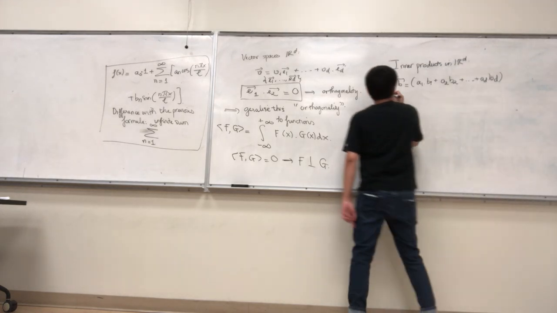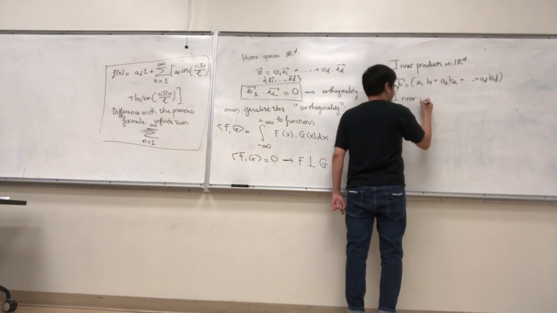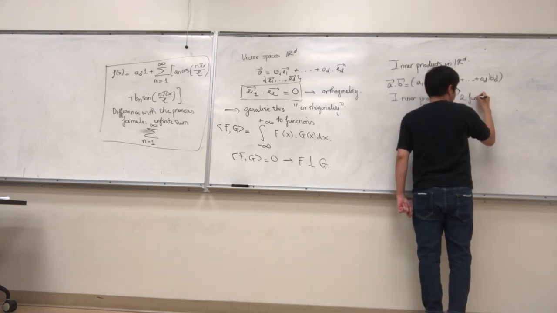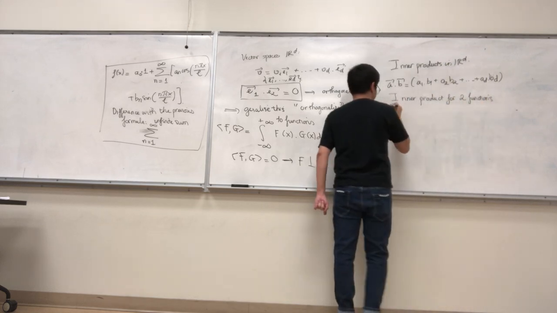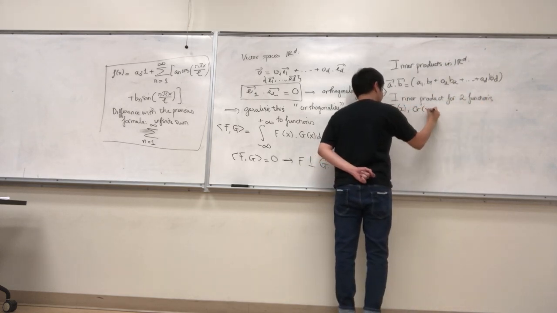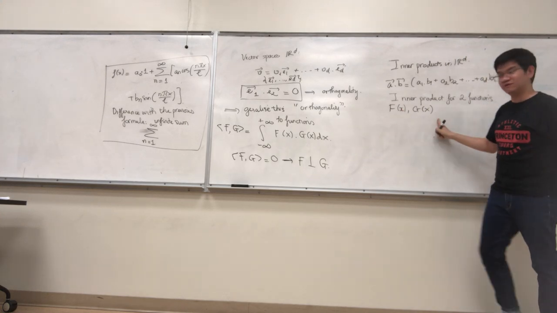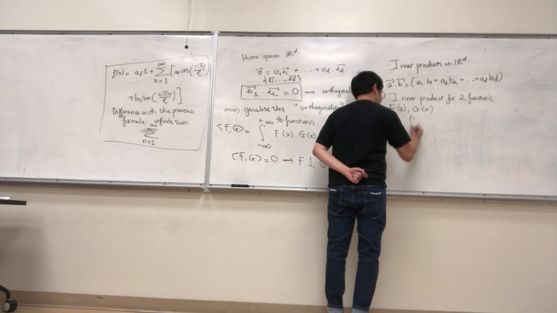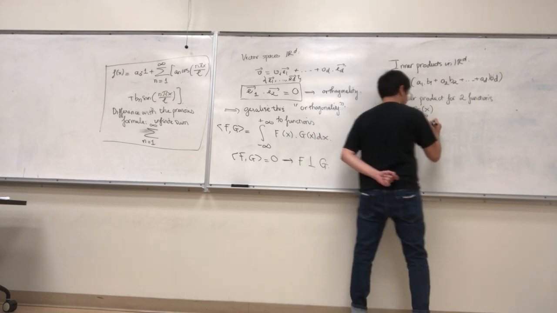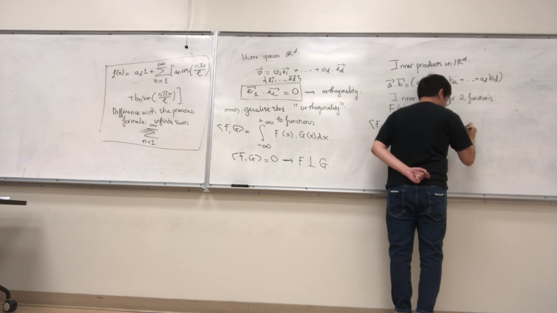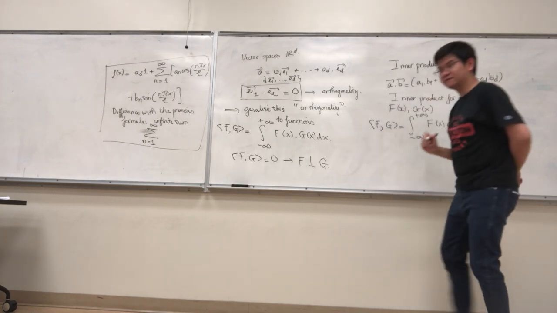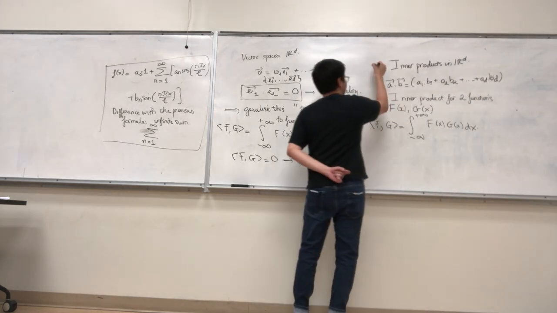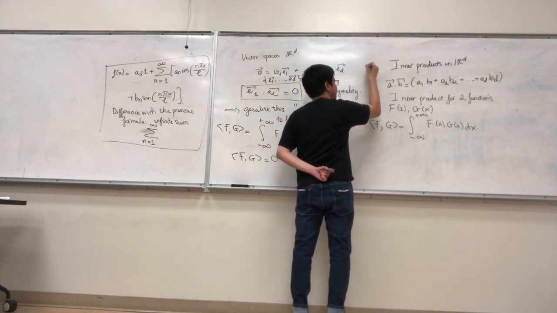Now let's define an inner product for function space. The product of two functions, f(x) and g(x). So the inner product we define this way: the inner product of f and g will be the integral from minus infinity to infinity of f(x) g(x) dx. Right? This is the inner product. So this is the definition.